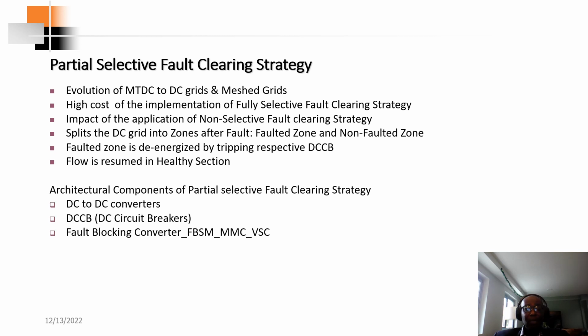Like I made mention, this type of clearing strategy is expensive, because you have to utilize fault blocking converters, that is the full bridge sub module, which is very expensive. Remember I made mention that it requires a higher number of semiconductors, IGBTs, about 4 of them for each sub module, and it also requires DC to DC converters, which can be very, very expensive.